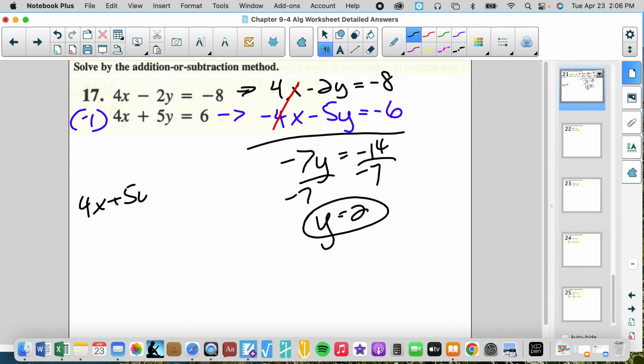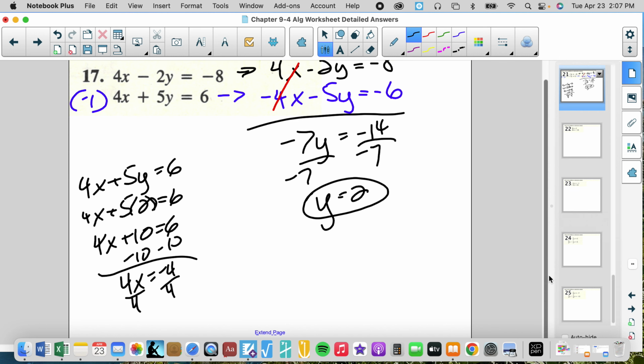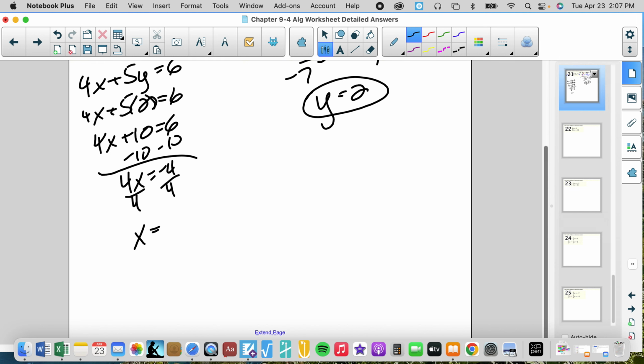4x plus 5y equals 6. 4x plus 5 times 2 equals 6. 4x plus 10 equals 6 minus 10. 4x equals -4. Divide by 4. x equals -1. So we get the point -1, 2.